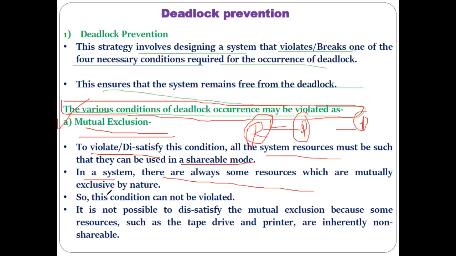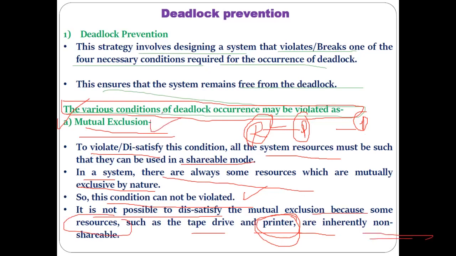But in a system, there are always some resources which are mutually exclusive. As you know, in our system, all the resources cannot operate in shareable mode. So to break, violate or dissatisfy this condition is very difficult, because in the computer system there is always the presence of resources which are not shareable. You can take the example of tape drives or a printer. A printer is a non-shareable resource, means only one user can give a print at a time, and when one user is printing, other users have to wait. That is the reason we can say the printer is a non-shareable resource. And because of that, it is not possible to dissatisfy mutual exclusion, because some of the resources present in the computer system are non-shareable. So it is quite difficult to violate this condition.